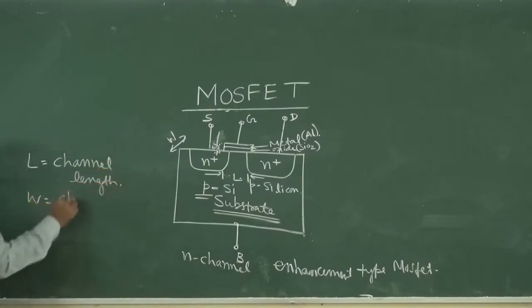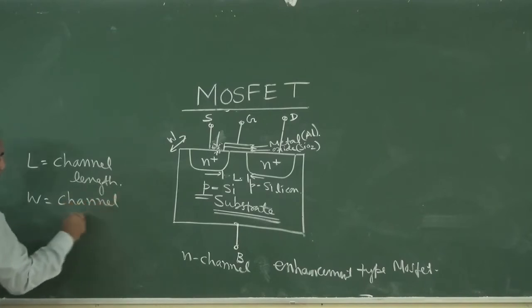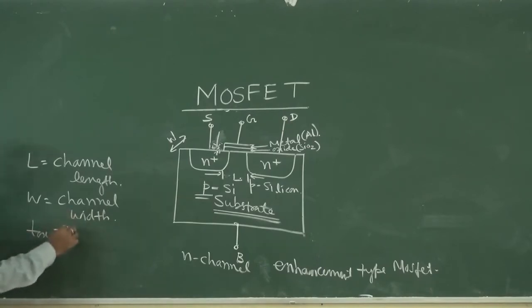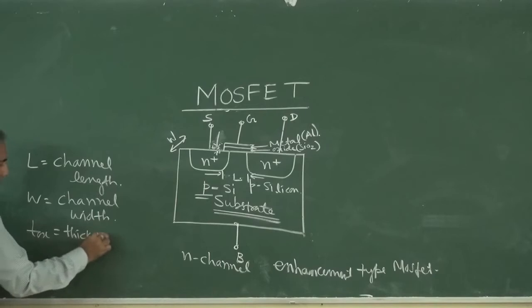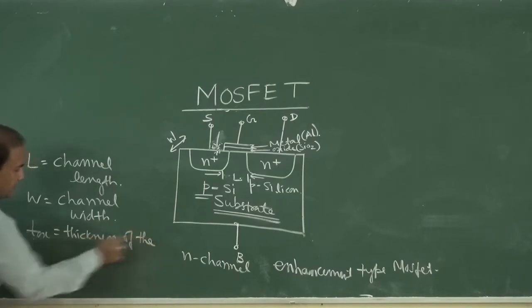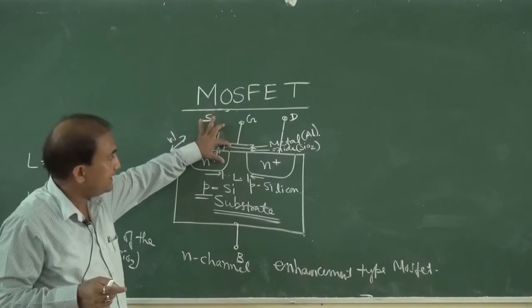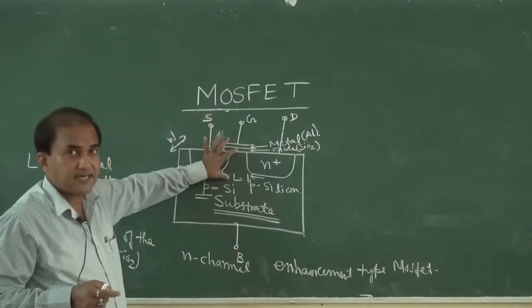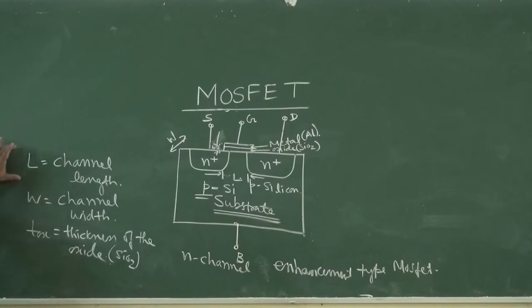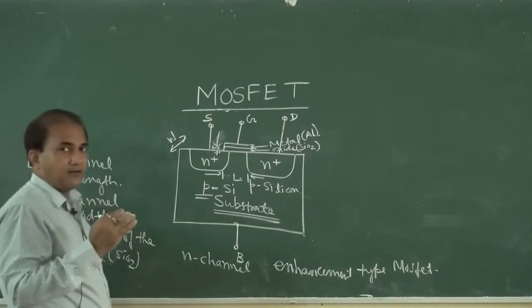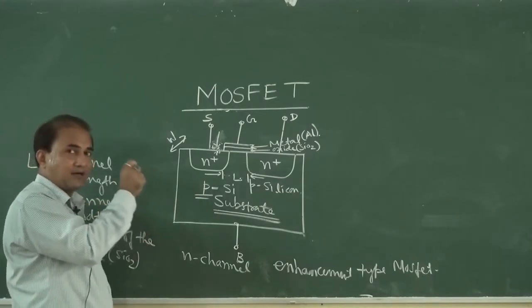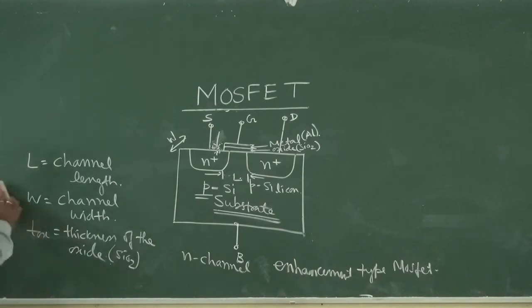So L is channel length, W is channel width, and TOX is the thickness of the oxide. Thickness of the oxide means thickness of the SiO2 layer in between the metal and the substrate. Okay. So all these L, W and TOX play an important role in determining the electrical characteristics of MOSFET.